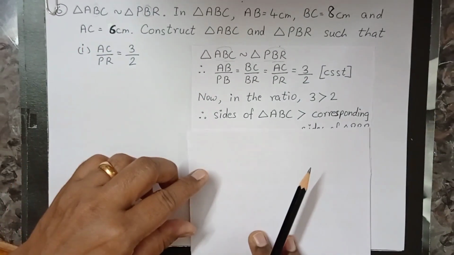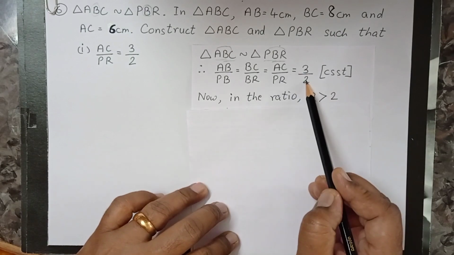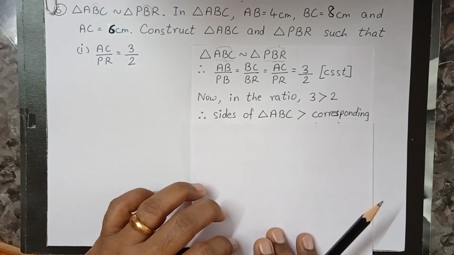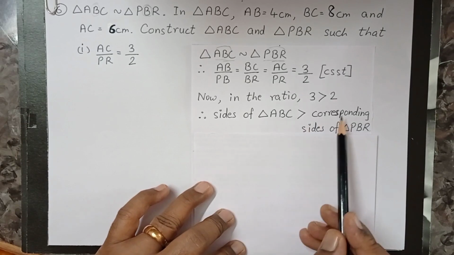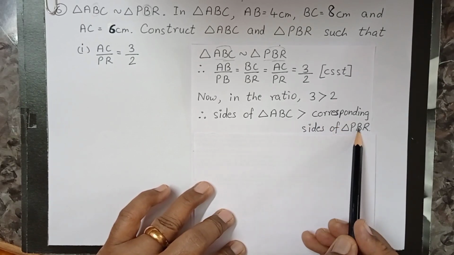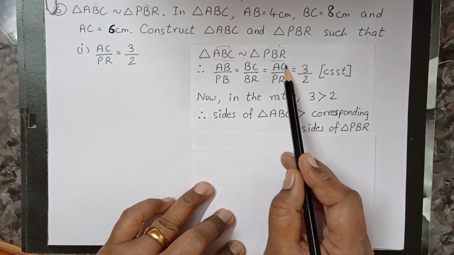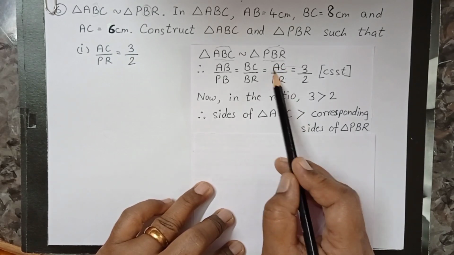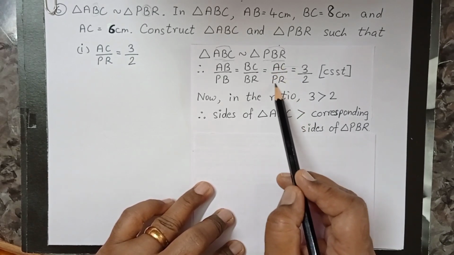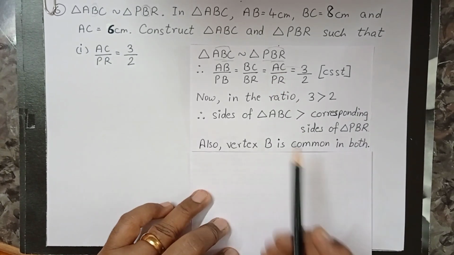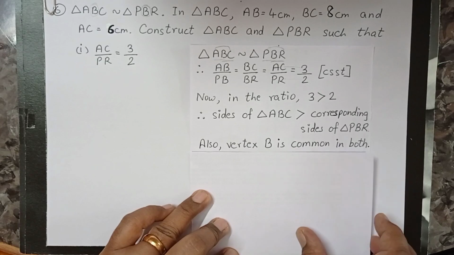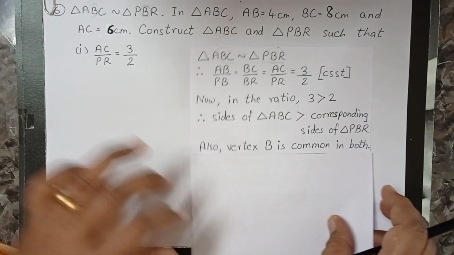Right? Now, in the ratio, 3 is greater than 2. That means sides of triangle ABC will be greater than the corresponding sides of triangle PBR. Also, vertex B is common in both of them. Let us draw a rough figure.